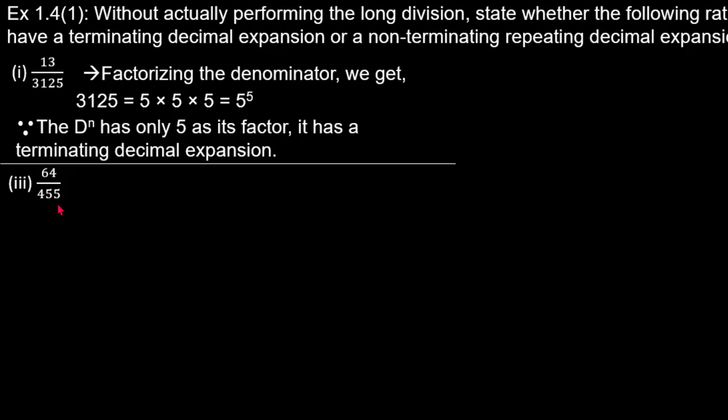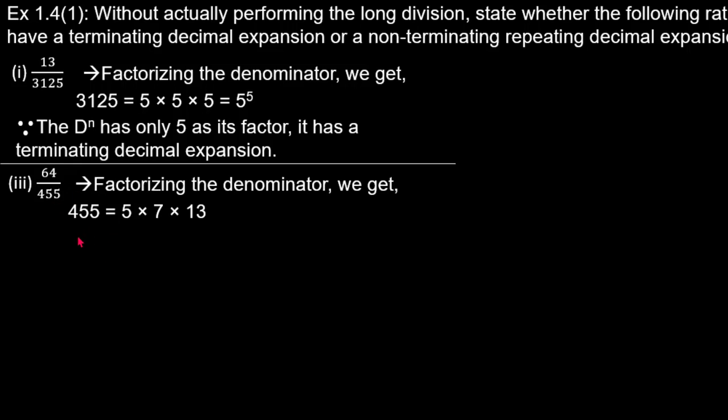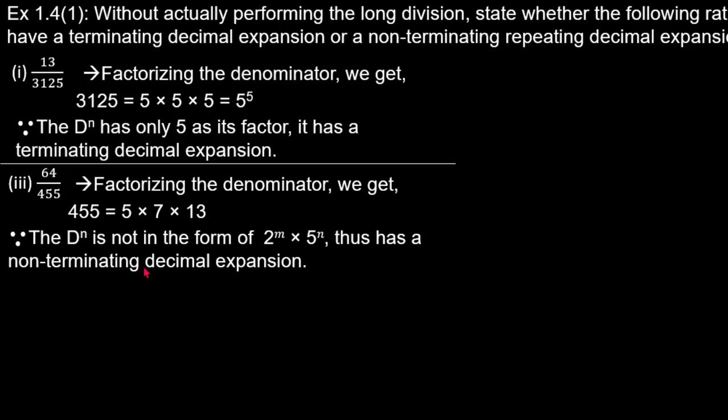That is third, 64 by 455. Again we will see what 455 is. Okay. Let us factorize the denominator. If you divide it by 5, you get 5 into 7 into 13. Definitely it is not in the form of q equal to 2 raised to power m into 5 raised to power n. Here we have 7 also, 13 also. So definitely it is not case 1, it is case 2. So it will be non-terminating and repeating decimal expansion. Okay, non-terminating.